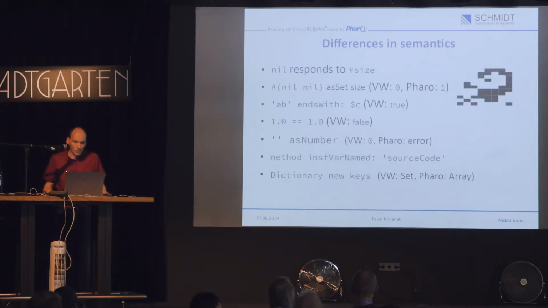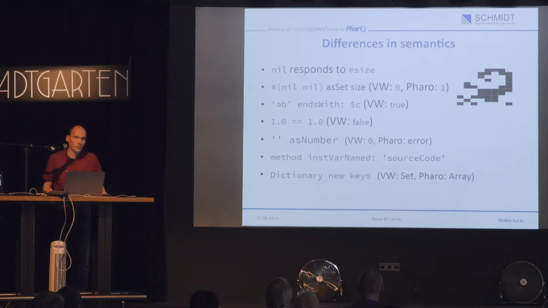There is more stuff like this. Nil response to size. VisualWorks has a different approach to storing nils in sets. It has some strange results for endsWith and things like that. For example, the keys message on a dictionary in VisualWorks returns a set instead of an array, and that can lead to an error somewhere completely else if you try to add some new item to this collection.